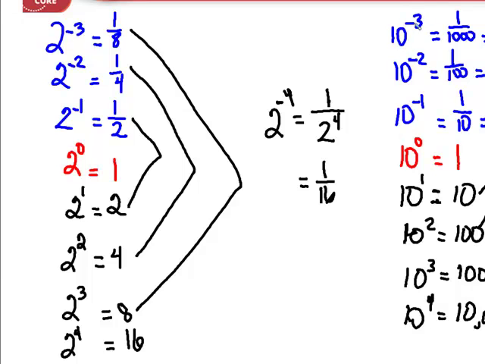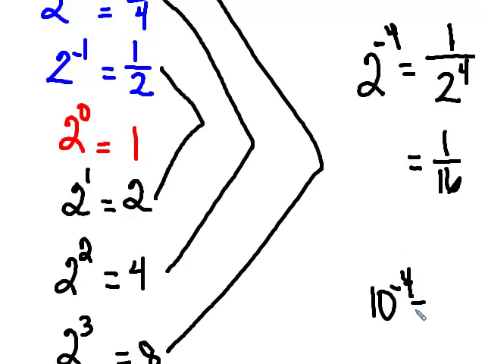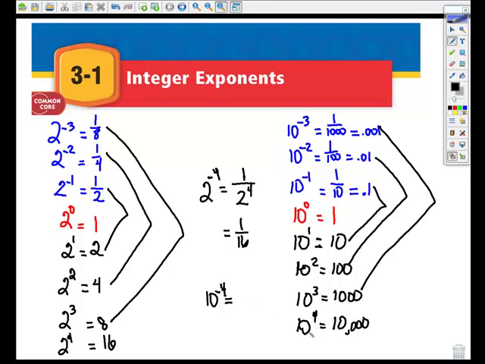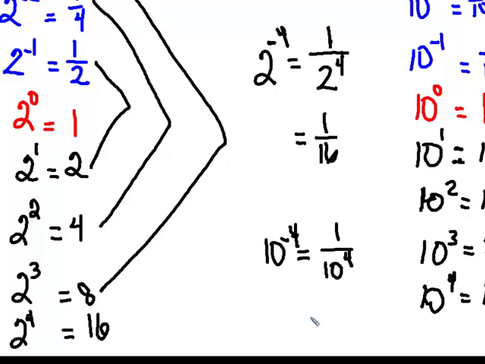If I wanted 10 to the negative 4th, for example, that's going to be 1/10,000ths, which is 1 over 10 to the positive 4, which is 1/10,000th. Or as a decimal, we could write it like this.